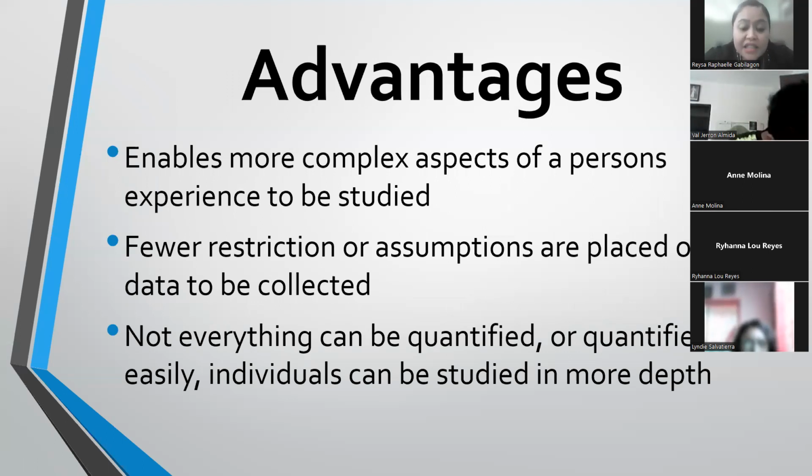So what are the advantages of doing this classification of research? We can study more complex aspects of a person's experience. Remember, we cannot quantify experience. Therefore, we cannot really make a questionnaire and use a Likert scale, for example, yung kagaya ng mga pinapasagot sa inyo na questionnaire na may pagpipilian na 1, 2, 3, 4, 5, like always. Merong verbal interpretation yung mga numbers na yon.